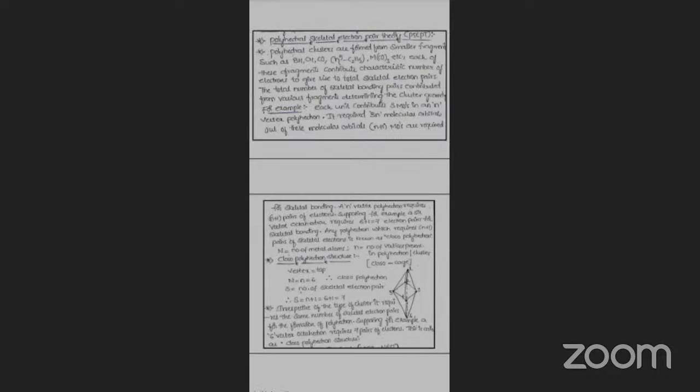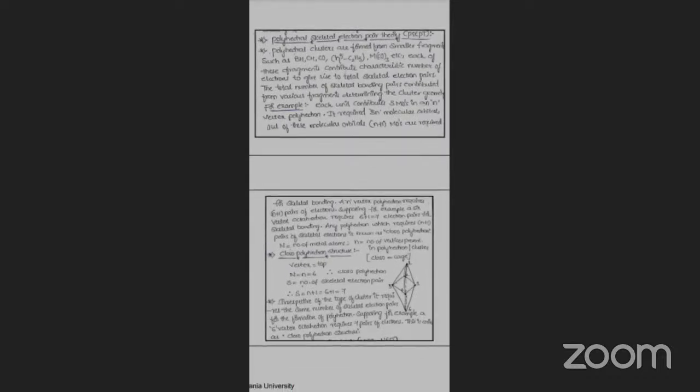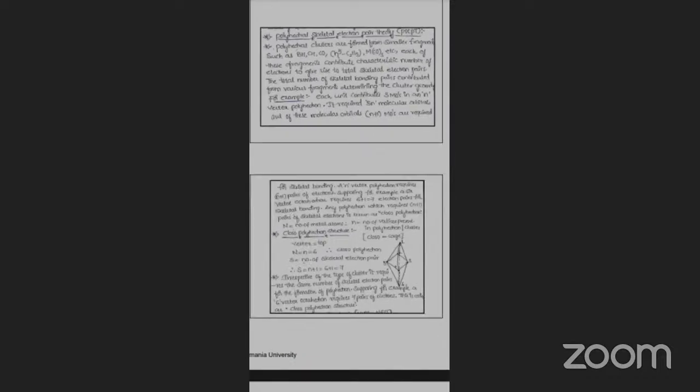So, polyhedral skeletal electron pair theory. So how to count the electrons? How do we count? The number of metals: how many valence orbitals do the metals contain? At the same time, how many ligands are there?